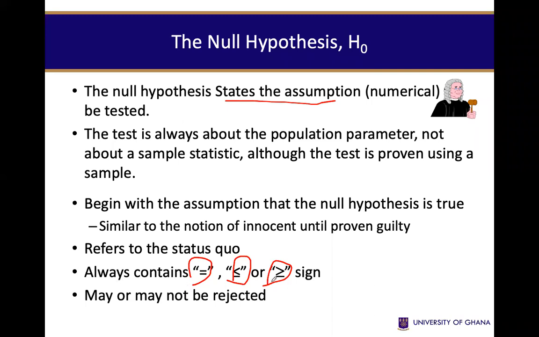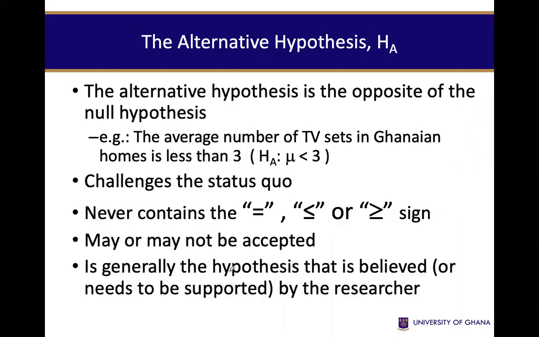Now, you need to understand the differences and what the null hypothesis really does, so that you'll be able to formulate some of these hypotheses when it comes to testing them. Now, as I said, the null hypothesis always possesses certain strings of equality. So it has the equal to sign, the less than or equal to sign, and the greater than or equal to sign. Now, the alternate hypothesis is just the opposite of the null hypothesis.